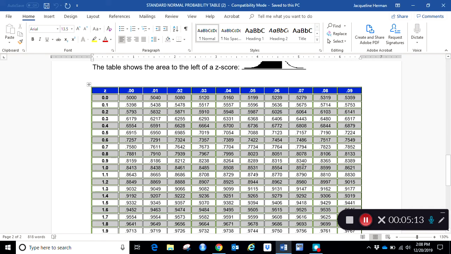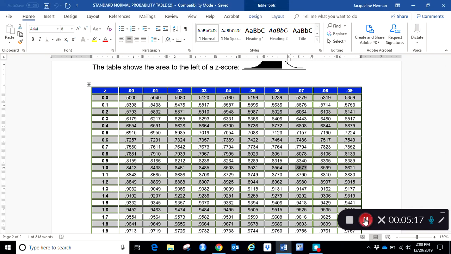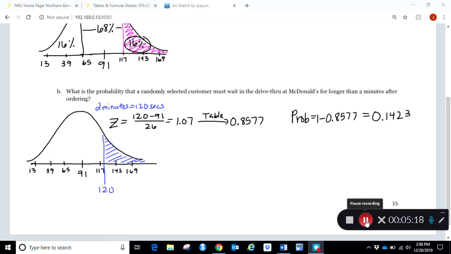And in the table, we find 0.8577. Because we were shaded to the right, and our table is shaded to the left, this 0.8577 technically represents what's to the left of our value. So for that reason, we have to do the 1 minus rule to get a probability of 0.1423.